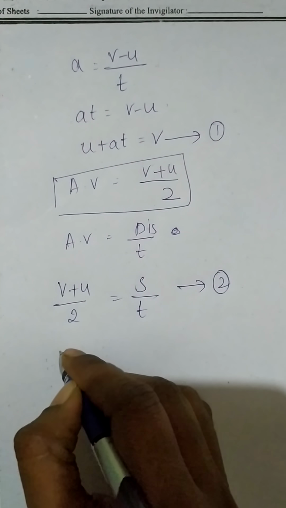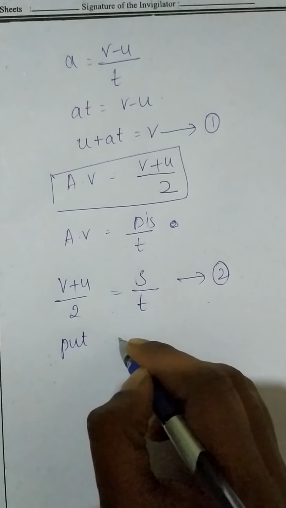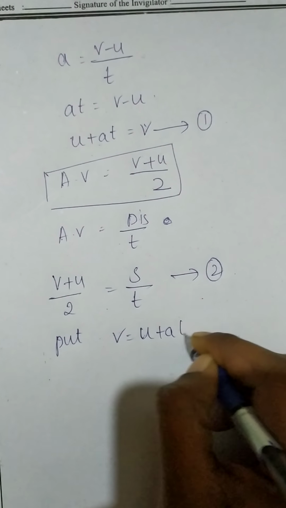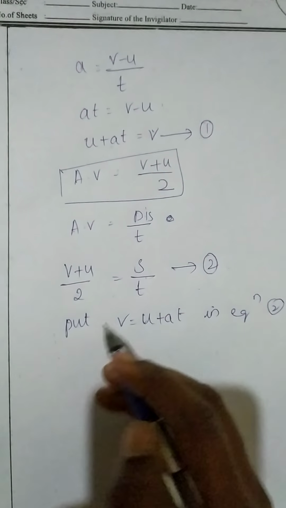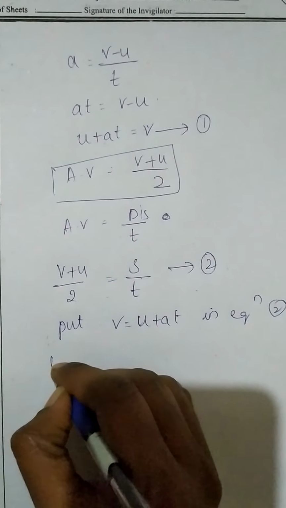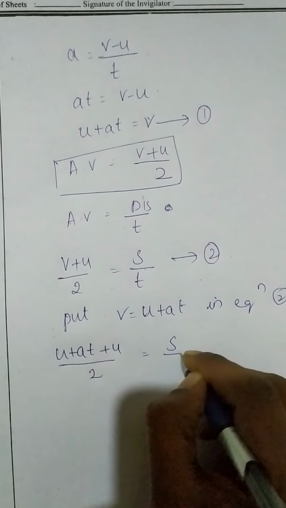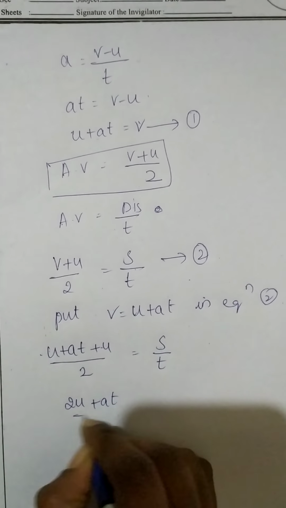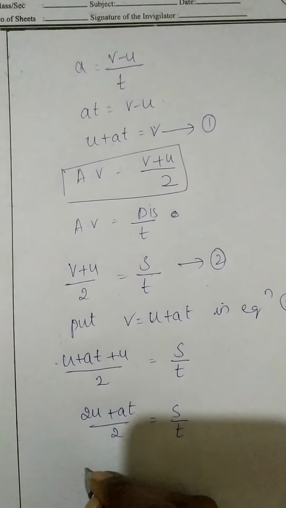After that, if you manipulate equations 1 and 2, put v, this value u plus at, in equation 2. If you substitute in this equation, what will happen? What is the v value here? u plus at. So (u plus at plus u) divided by 2 equal to s by t. u plus u is nothing but 2u, so (2u plus at) divided by 2 equal to s by t.